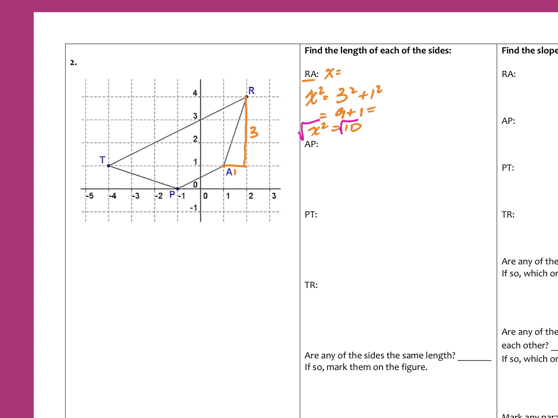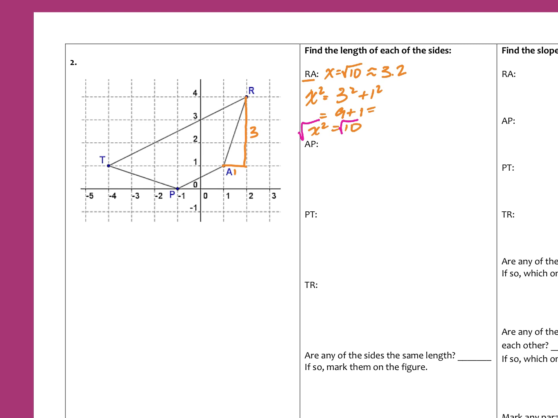It's just cleaner if you leave it as square root of 10, but if you want to solve for it, you can. 3.16. 3.2. Unless you're rounding it. I did round it. 3.16 is rounded also.